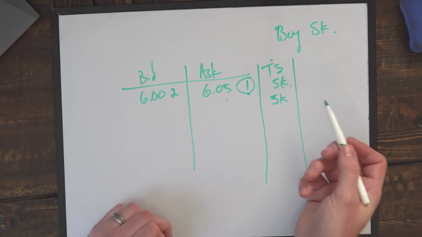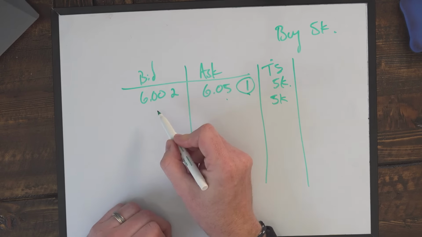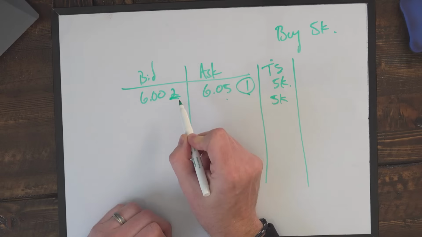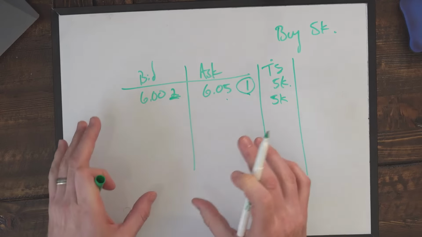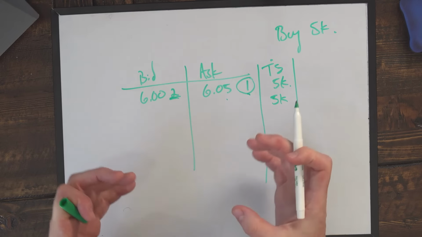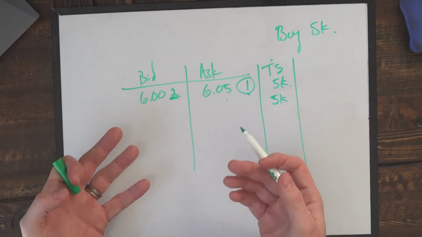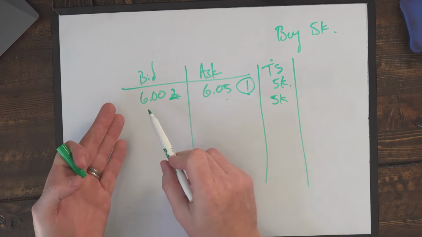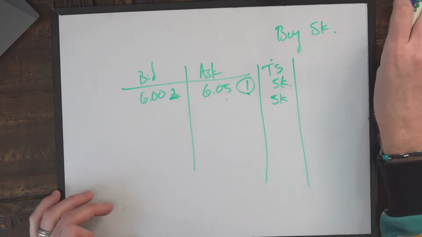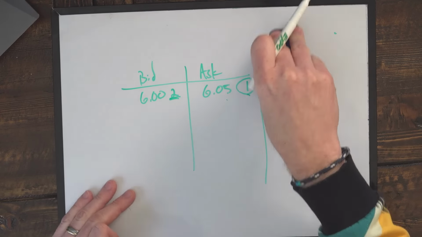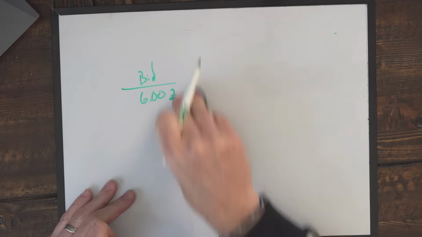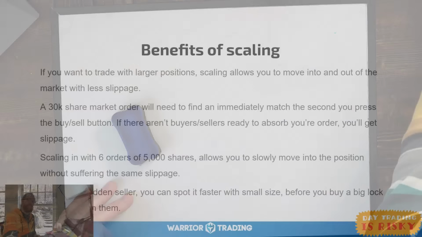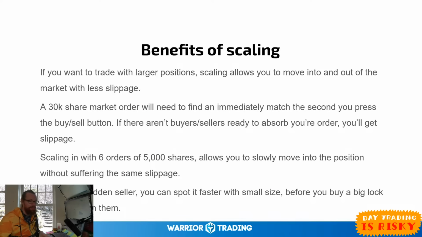On the flip side, if you hit the bid at 6 and that 2,000 didn't change, you would know there's a hidden buyer there. So scaling in and out allows you to get a feel for the market, and you can sense whether or not there are hidden buyers or hidden sellers. And you can sense it with 5,000, 3,000 share positions just as easily as you could with 30,000. So you might as well try it with less size, because once you know that there's a hidden buyer or seller, you're going to use that information to your advantage.